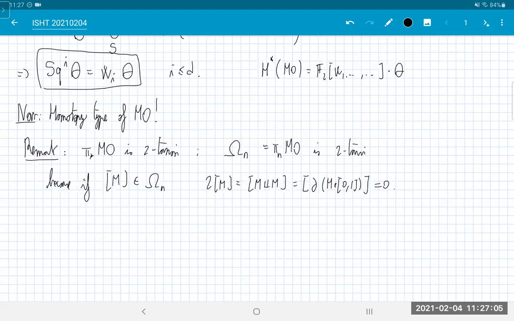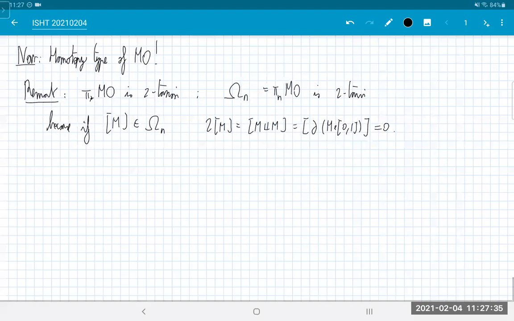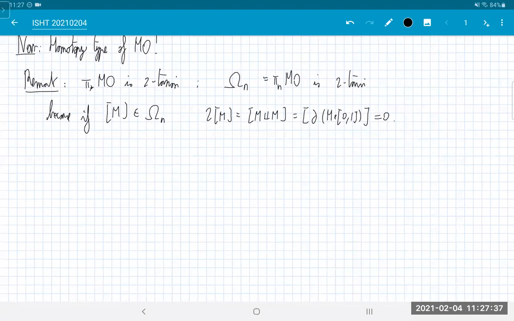But since we are completely ignoring orientation data in this case, in fact, it's an F2 vector space, and we will explicitly write down a basis for this F2 vector space. Well, okay, I'm not going to. You can actually give explicit manifolds that give a basis, but I'm just going to construct the homotopy classes and let you do the tricks.